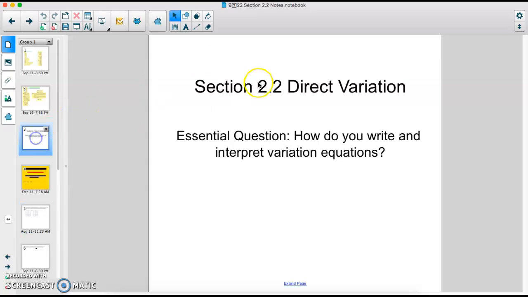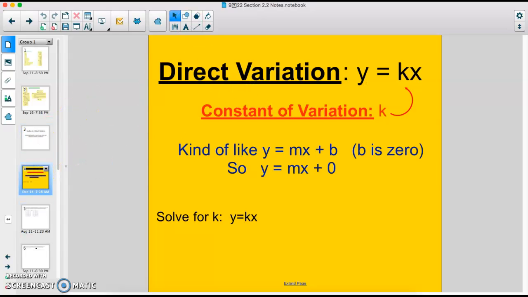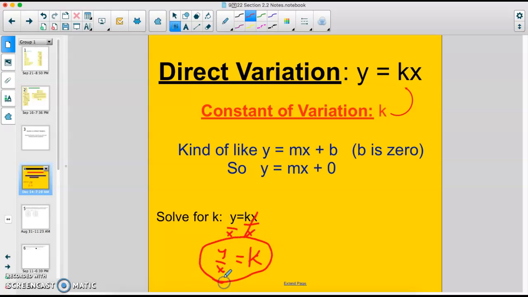Now if we go to solve for k, if we want to find our constant of variation, all we need to do is divide by x, right? And we get k equals y over x. So if we ever want to solve for it, we just divide y divided by x.